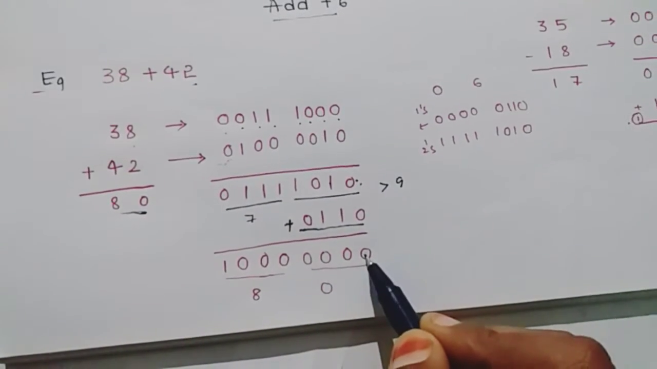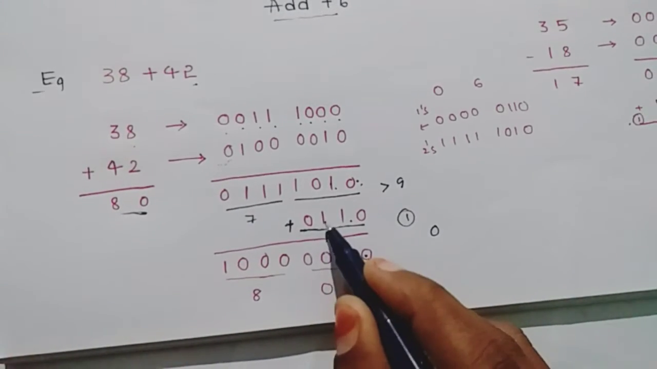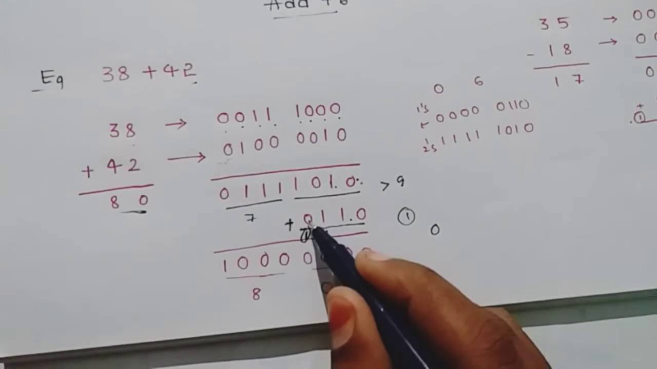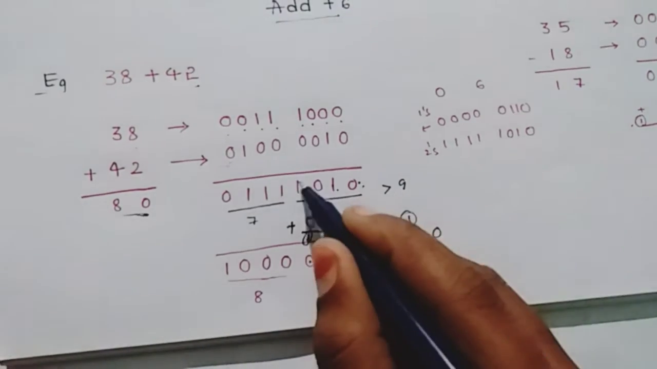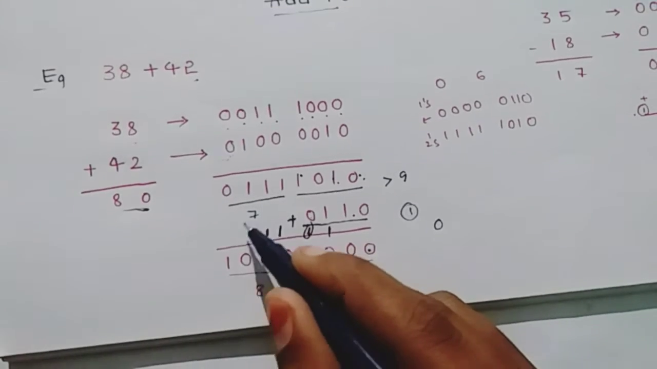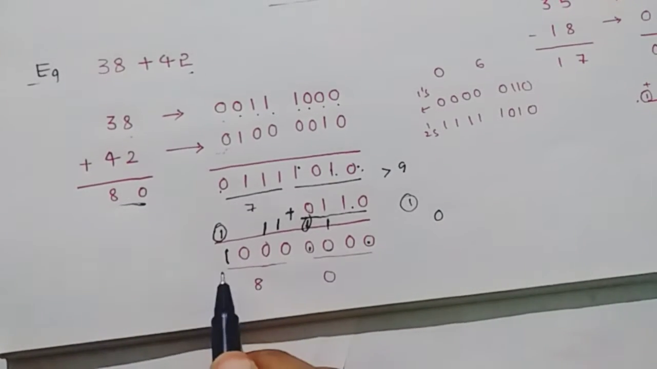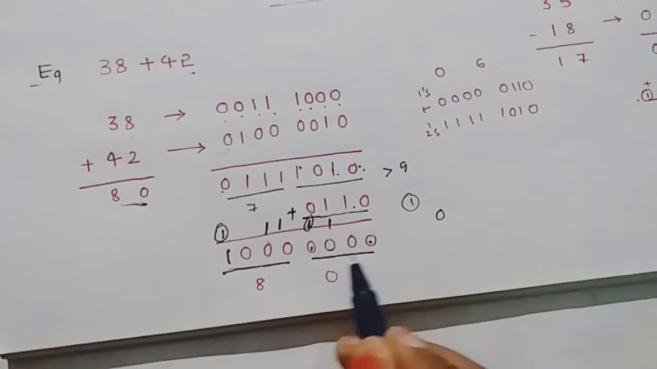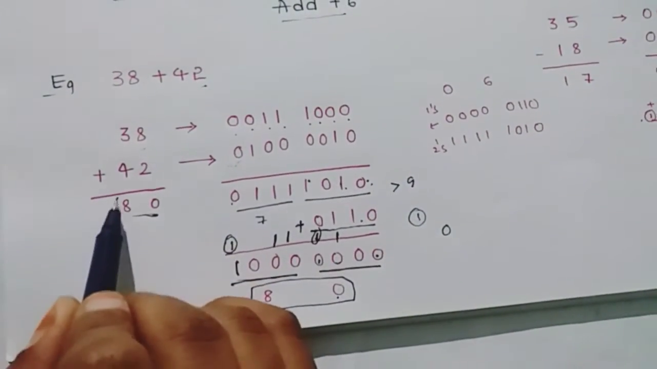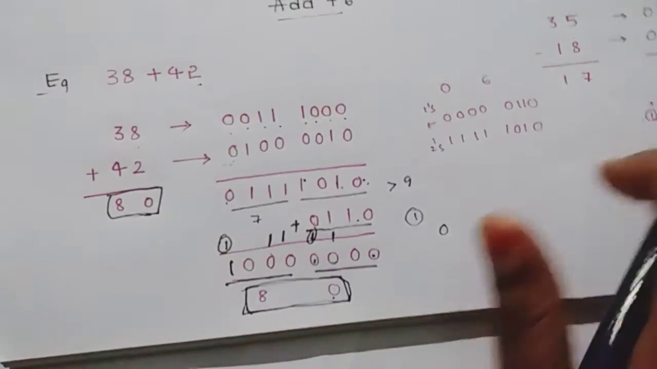So 0 appears here, 1 plus 1 means 0 and 1 carry, so carry here. Here also we have 0110, here 1 is the carry, and 1 plus 1 gives 0 and 1 appears here, so 1101 appears here. So like this, 8 in binary and 0 in binary, so 80 is the result of 38 plus 42. We get 80 normally also, and here also 80. This is the BCD addition.